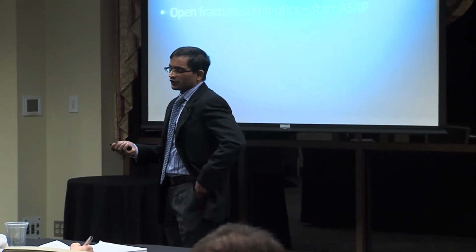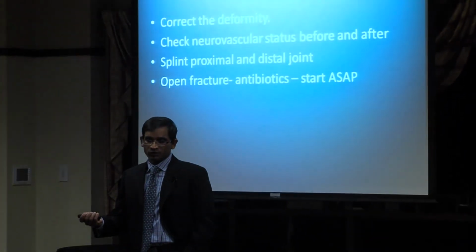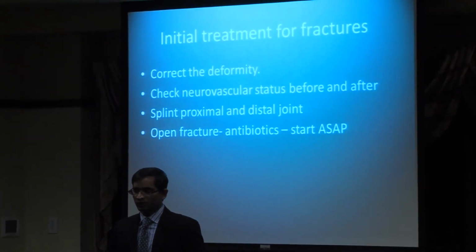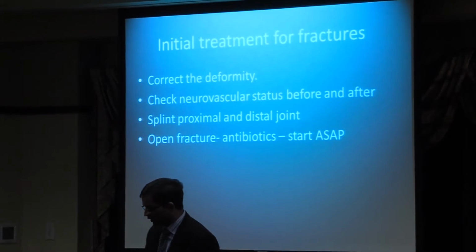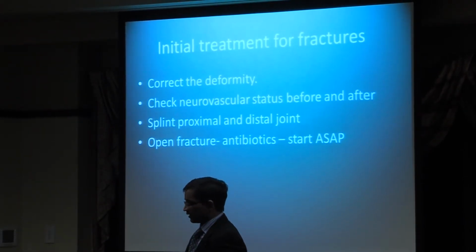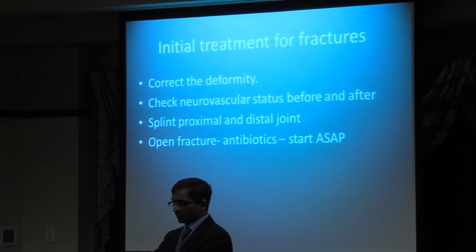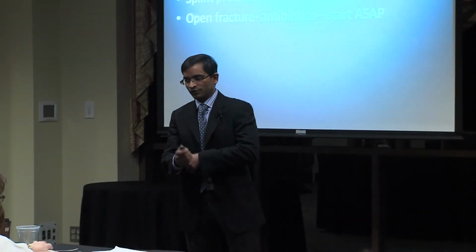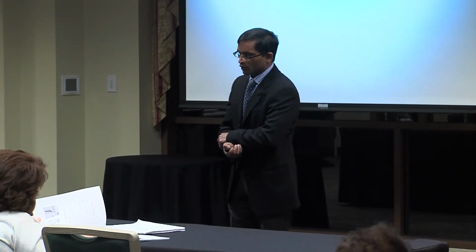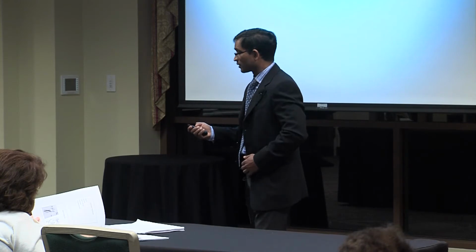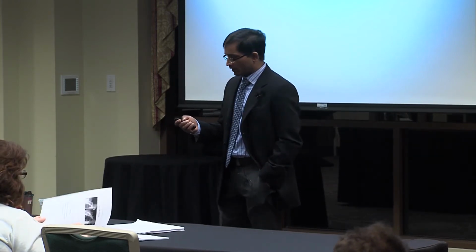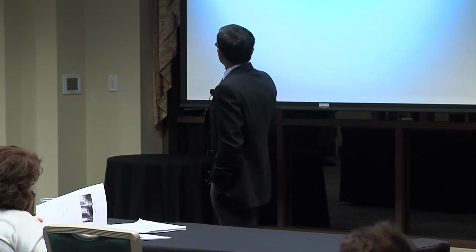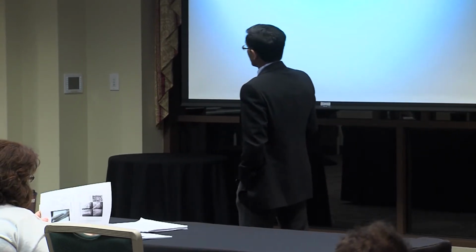And initial stabilization is basically you need to splint a joint proximal and distal and make sure the deformity is corrected. Say, for example, if it is radius and ulna and it is bent to 90 degrees, that obviously needs to be straightened by gently manipulating under sedation. Make it as straight as possible, splint a joint proximal and distal, and check the neurovascular status after manipulating, so that you are sure that there is no compromise.